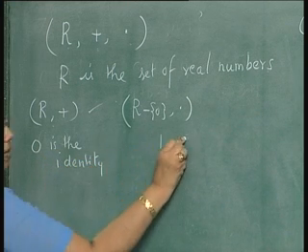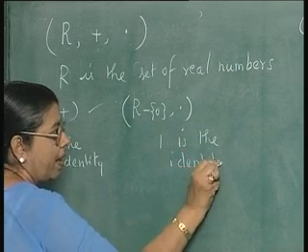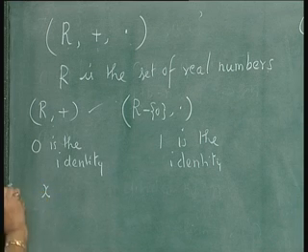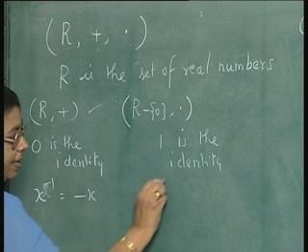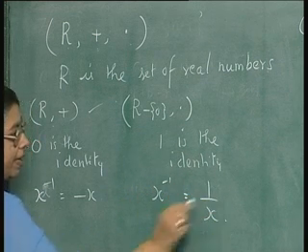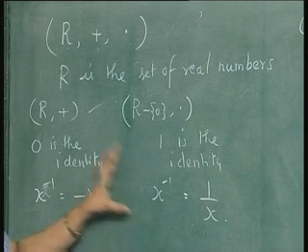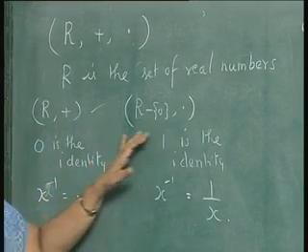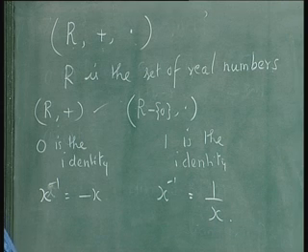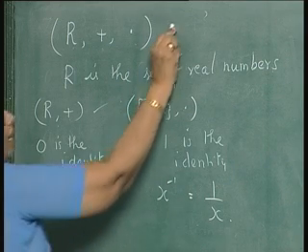Here 0 is the identity, here 1 is the identity, and the inverse of x will be minus x here. Here the inverse of x will be 1 by x. So, the inverse exists, and this is again an abelian group. Both addition and multiplication are commutative operations. So, this is an abelian group, this is an abelian group, and you know that multiplication is distributive with respect to addition. So, the third condition is also satisfied. So, this is an example of a field.